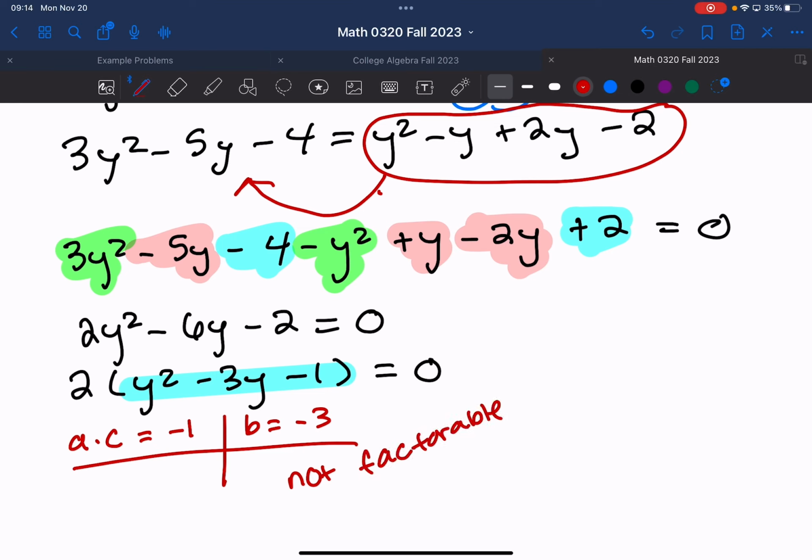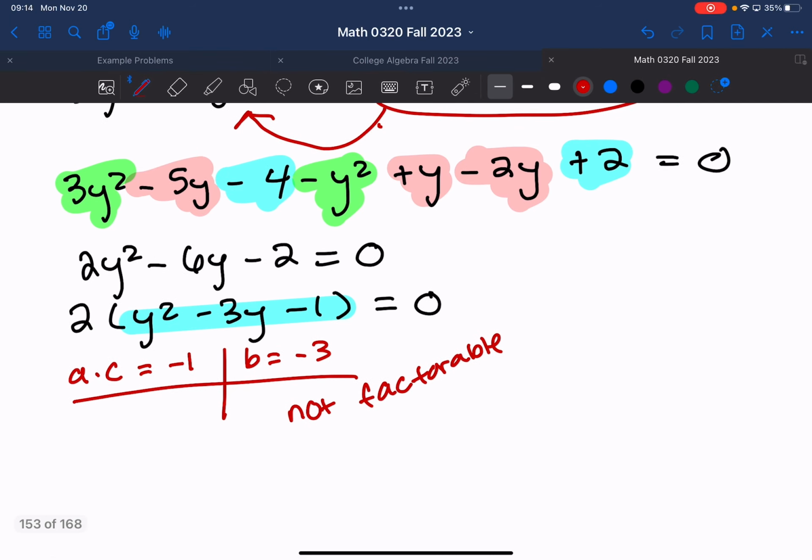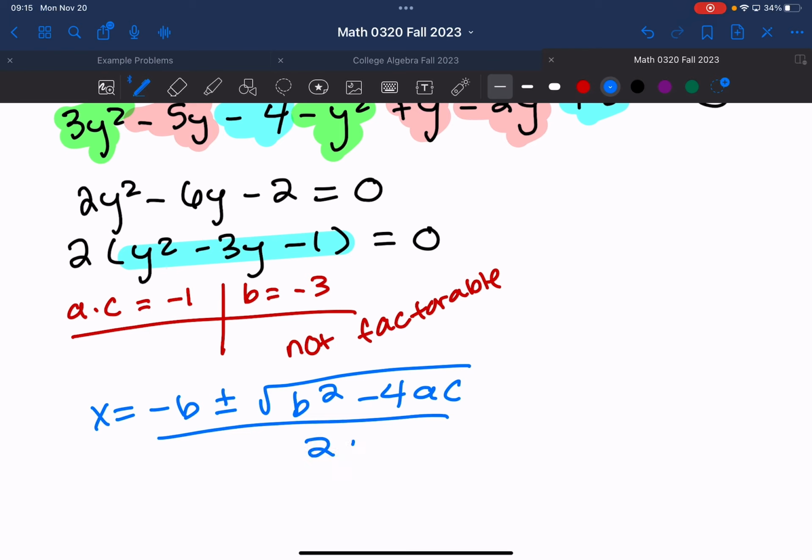But in the previous notes, we said if something was not factorable, we used the quadratic formula. Remember, those are the notes that I've posted for last class, and we'll go over some of those examples at the end. So not factorable. If something is not factorable, then your next thought should be, I need to use the quadratic formula. Quadratic formula is x is equal to -b plus or minus the square root of b squared minus 4ac all over 2a.